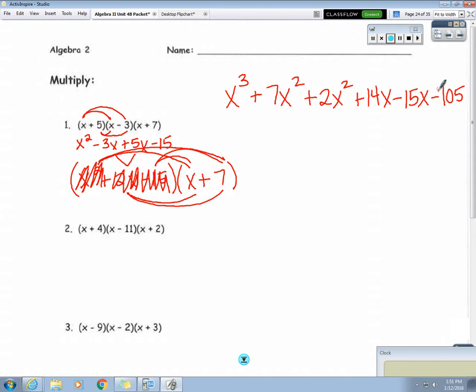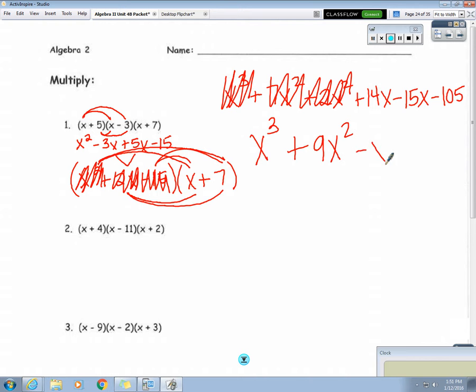So now what do I do? Right, and so how are we going to do that? Combine like terms, right? So x cubed is the only cubed term, so we just bring it down. The x squared terms combine to 9x squared. The linear terms become minus x, because 14 minus 15 is -1, and then minus 105. And then that's your final answer.